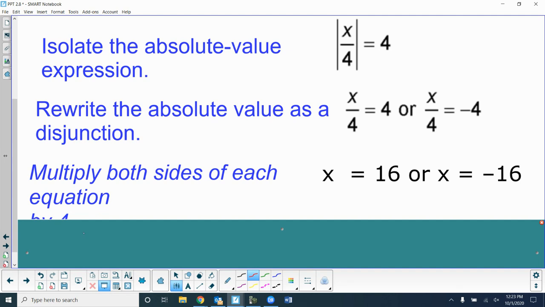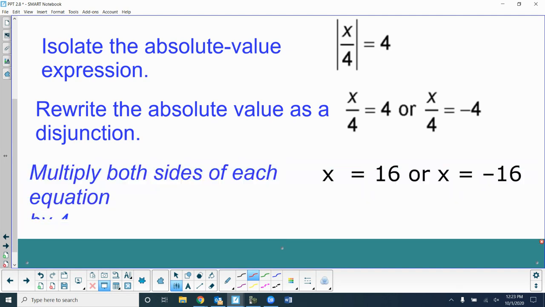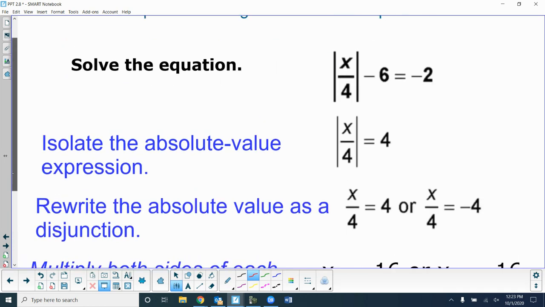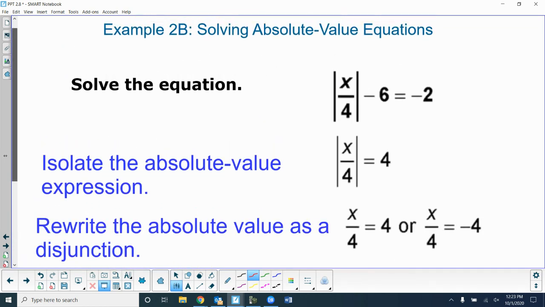If we put 16 here, what's 16 divided by 4? 4. What's the absolute value of 4? 4. What's 4 minus 6? Negative 2. What's negative 16 divided by 4? Negative 4. What's the absolute value of negative 4? 4. And then what's 4 minus 6? Negative 2. So there are 2 numbers that I can plug in for x to make that work. Okay?